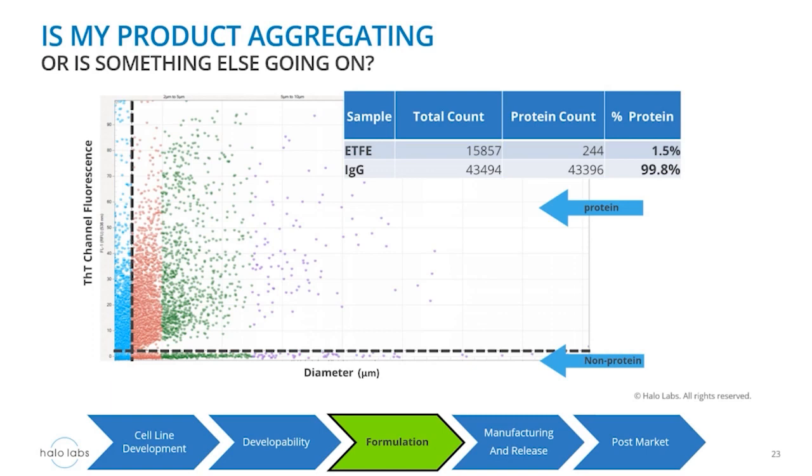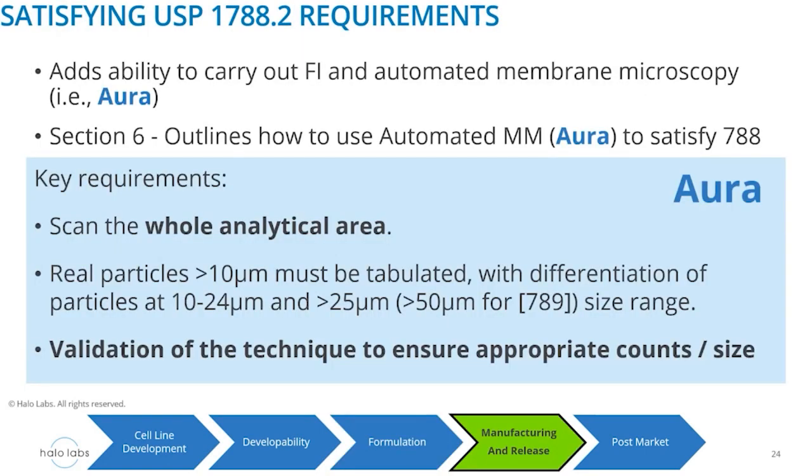And now we are at the manufacturing and release stages, and this is where USP 788 compliance becomes critical. So we have to ensure that our technique is satisfying the USP requirements and of course exceeding. So what are the key requirements for membrane microscopy?